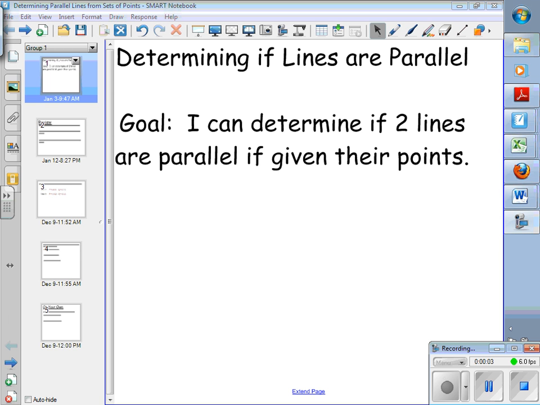Today we are determining if lines are parallel. Our goal is that we can determine if two lines are parallel if given their points.